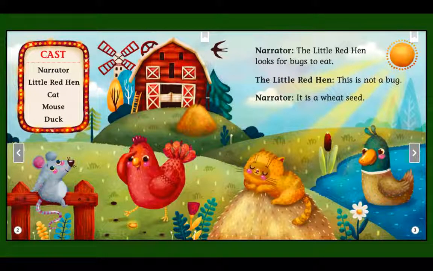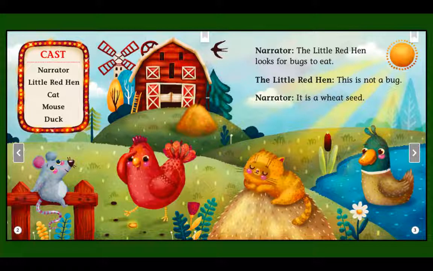Cast. The cast are the characters who are in the story. Our characters or cast are the narrator, who tells the story, Little Red Hen, Cat, Mouse, and Duck. As I read, you'll notice that I don't tell you who's speaking. I will use different voices to show you who the characters are. Each voice will be different and will go along with the character who is speaking.